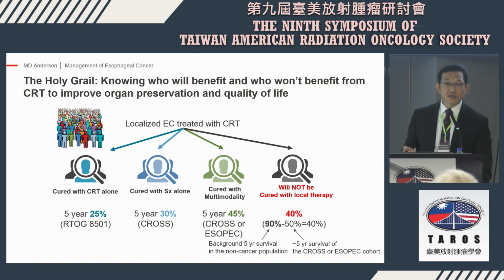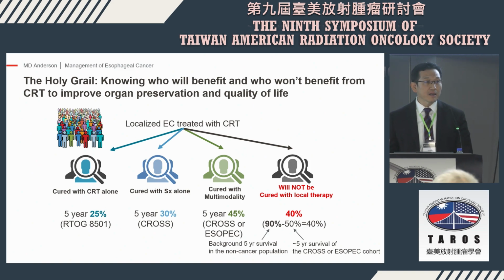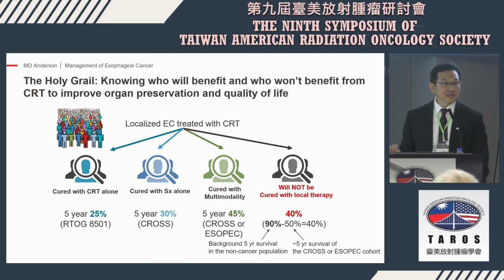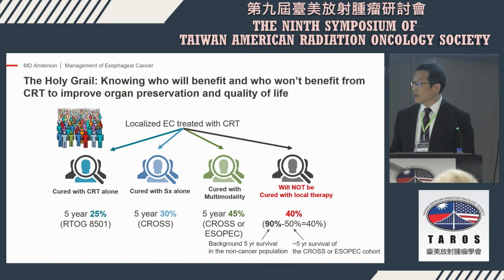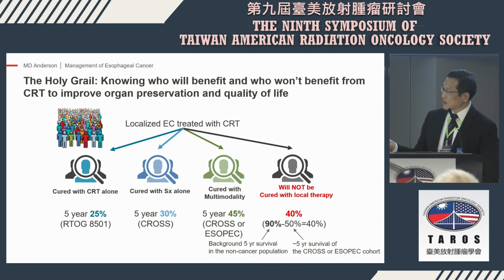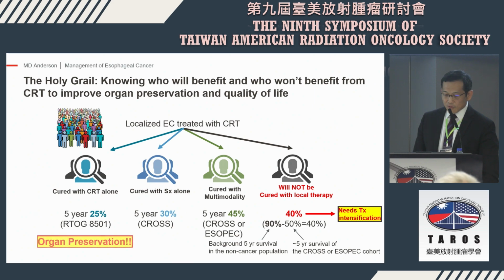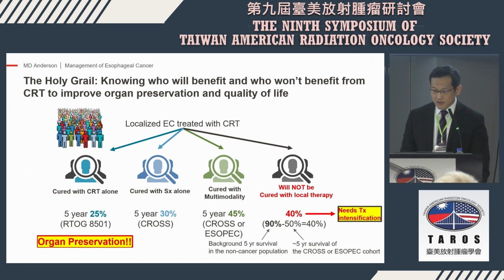But there's about 40% of patients you never cure with any therapy, because these patients already have distant metastatic disease. They will not benefit from any local treatment. So these patients need treatment intensification, and you need a way to identify them first so that you can give more intense chemotherapy to improve their outcomes. But of course, the most important point is that there's a group of patients where organ preservation is possible, right? You don't need surgery for this group.